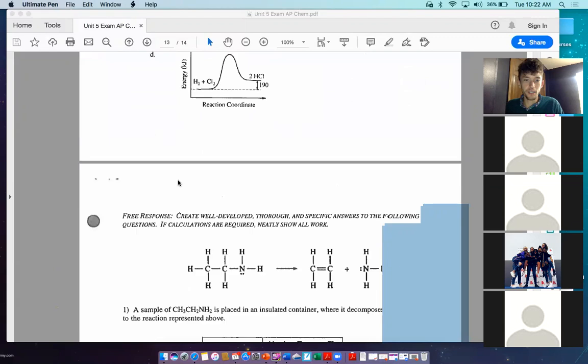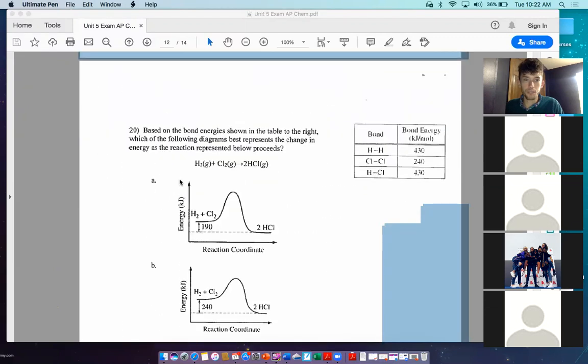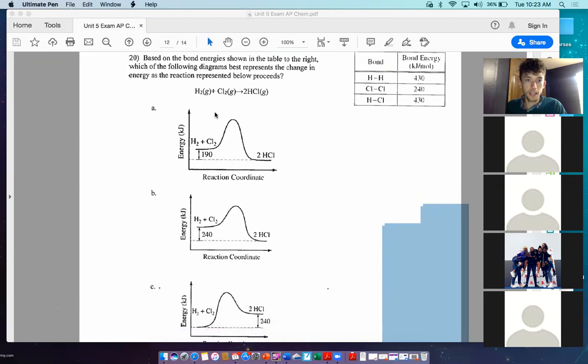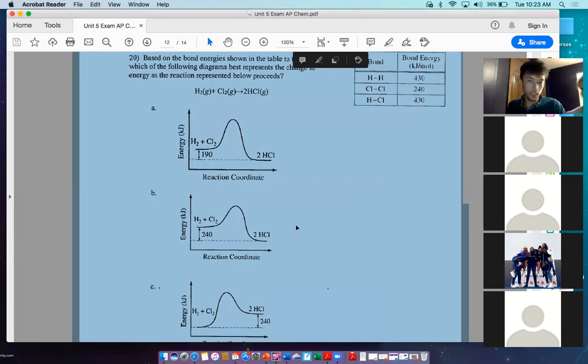All right, and I think this is our last multiple choice question before the free responses. So based on the bond energy shown to the right, which of the following diagrams best represents the change in energy as the reaction represented below occurs? Thank you, James.